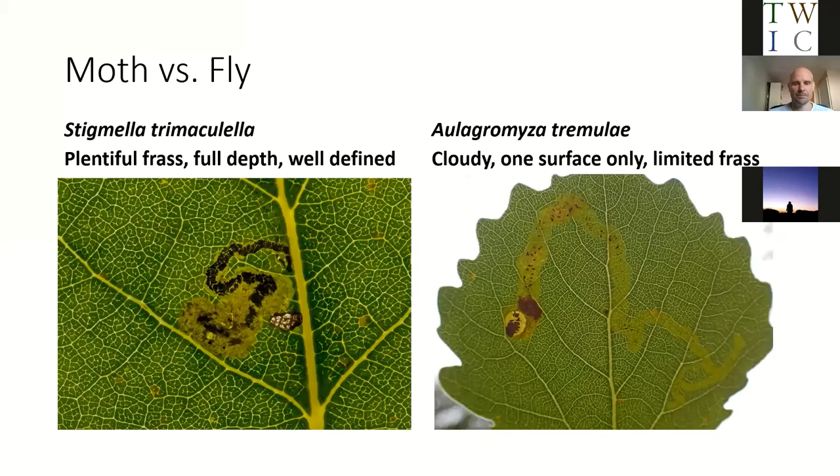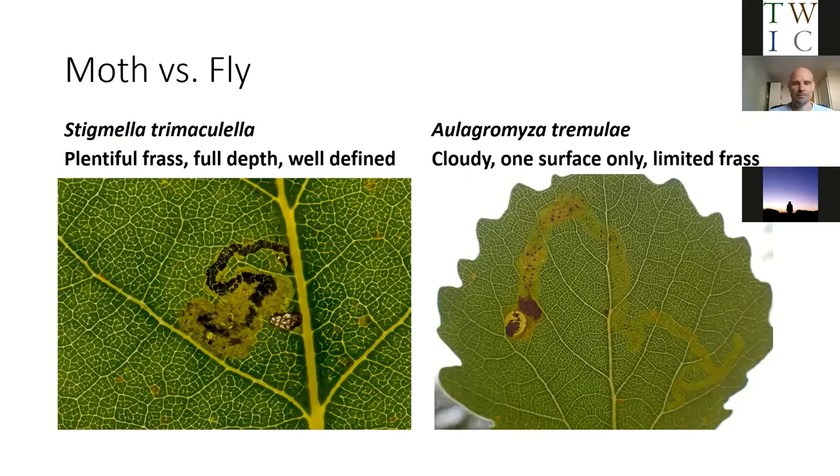So what we're doing here is we're comparing a moth gallery mine versus a fly gallery mine. On the left, Stigmella trimaculella, which is a poplar feeder. Hold the leaf up to the light and you'll see that there's lots of frass in the mine, that's the black stuff. The mine is full depth, it goes right the way through the leaf and it's really well defined, very easy to see and identify the patterns there.